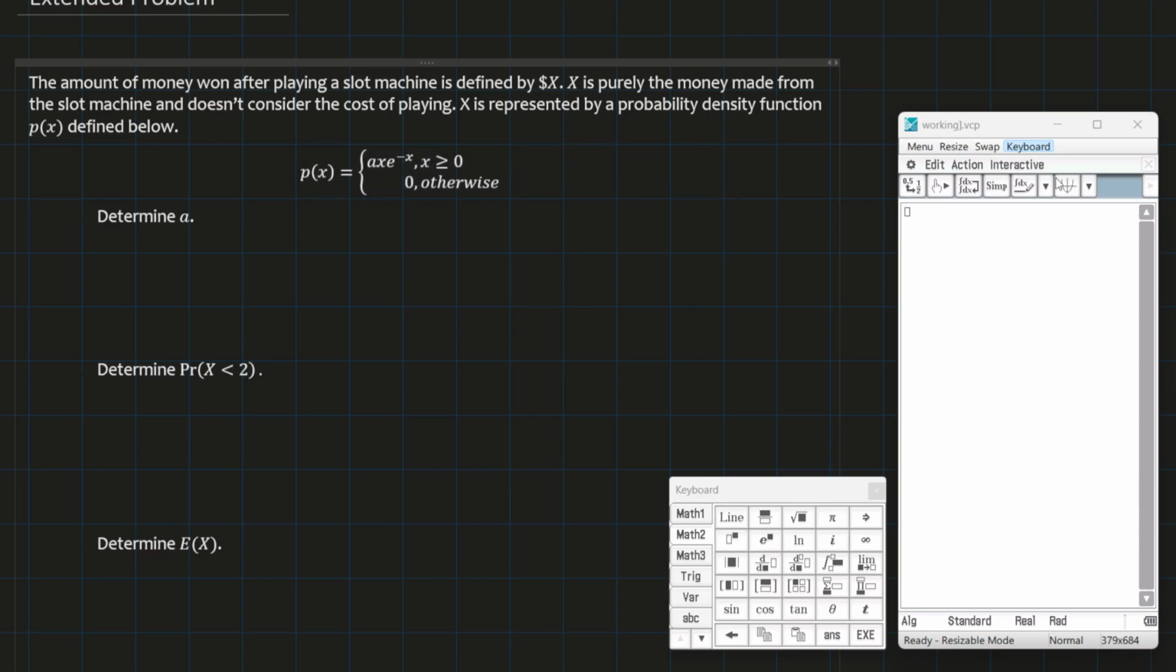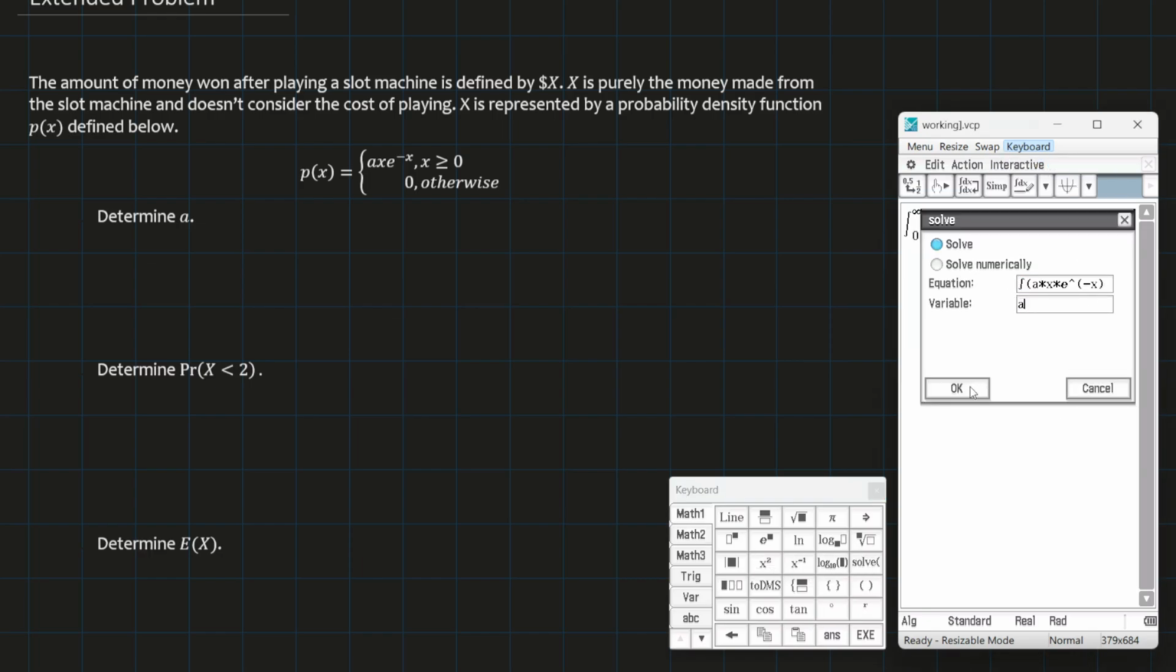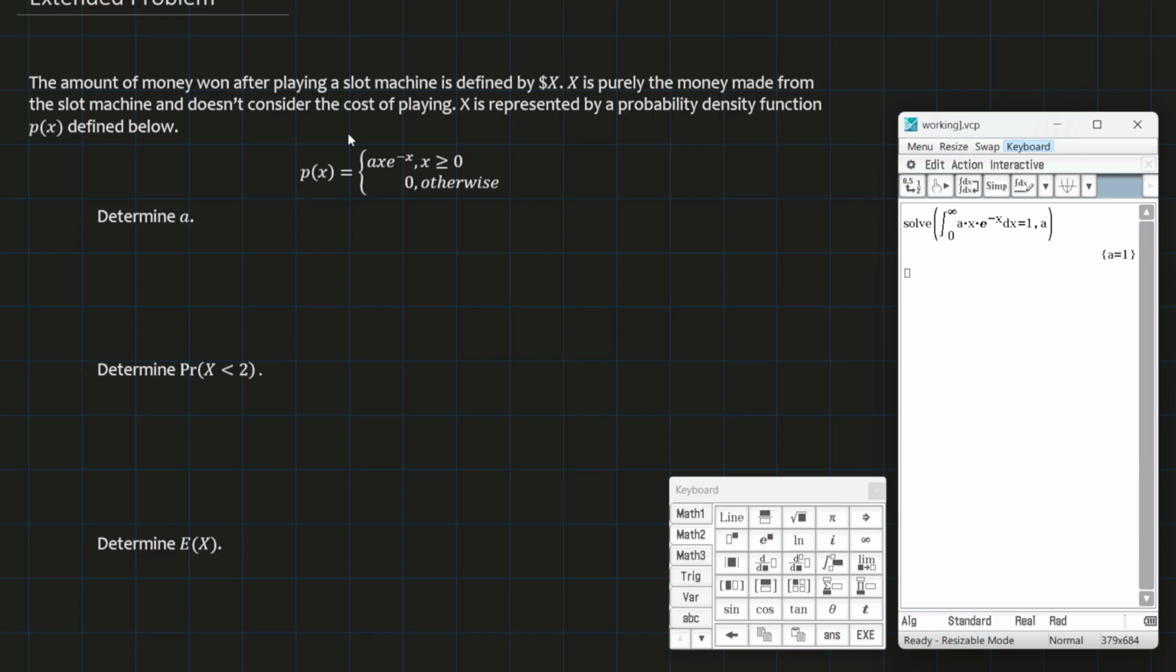And the first question, determine A, always the same process. You find the integral of your function for its respective domain, and you make it equal 1, and you try and find the variable A. So let's go ahead and do that now. A multiplied by X multiplied by e to the power of negative X, and we're going to define this integral from 0 to infinity. And we're going to make it equal 1. So let's go ahead and solve for A. And we get A is equal to 1. Pretty straightforward. Let's just write the working out just to make this proper, set a good example. The integral of Ax e to the power of negative x dx is equal to 1, therefore A is equal to 1.